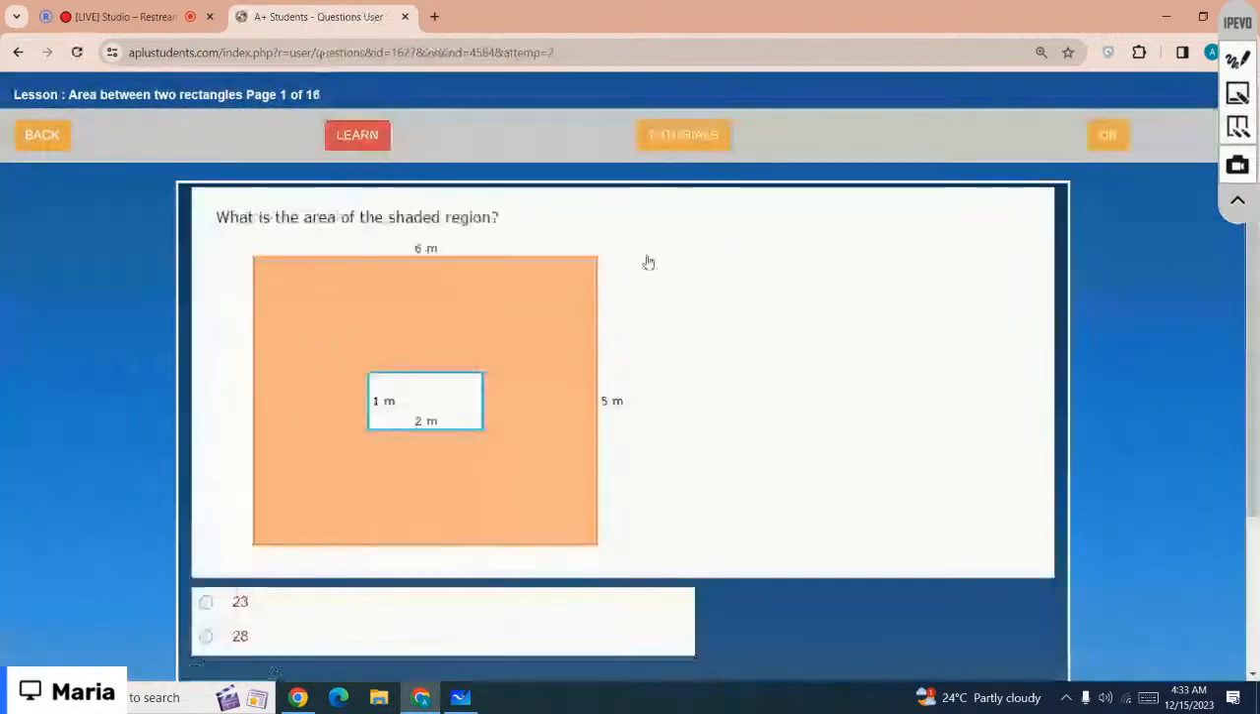Okay, what is the area of the shaded region? You have to calculate the area of the outer rectangle and the area of the smaller rectangle. Then you have to subtract the area of the smaller one from the outer rectangle, right?